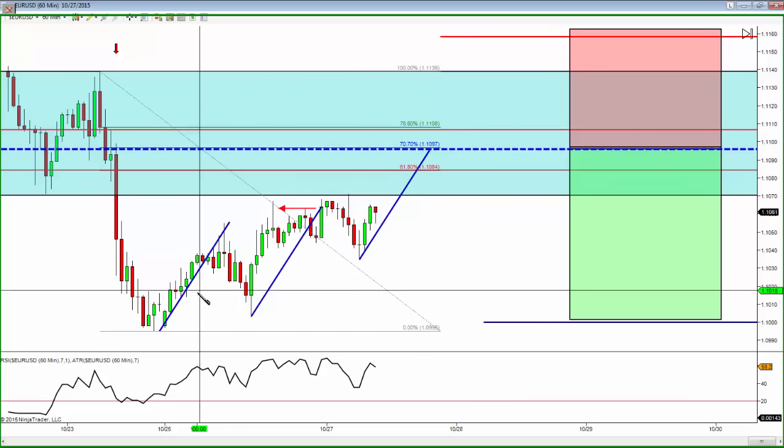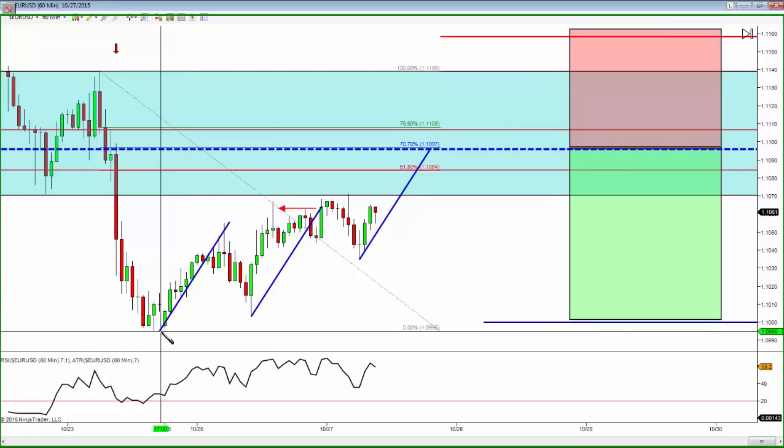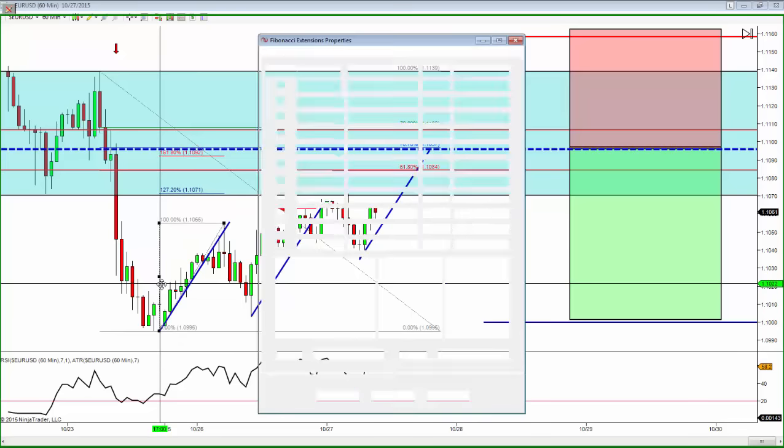But I can take this. It looks like a 1618 Fibonacci extension from this swing low to this swing high. Boom. Yep, 618 Fibonacci extension.